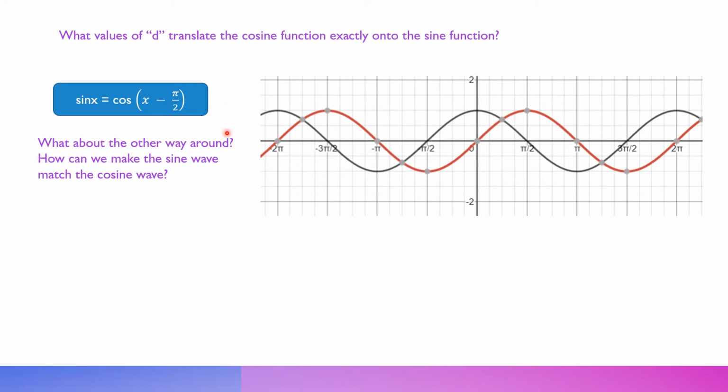What about the other way around? How could I make the sine match the cosine? How could I take the red wave? How would I translate the red wave so that it would match the black one? And that's the same thing, but it's just in the other direction. And there's multiple, infinite answers for these values because you could shift over and over and over again. Now that we're done with sine and cosine, let's talk about tangent and its cofunction, its partner function, which is tangent and cotangent.